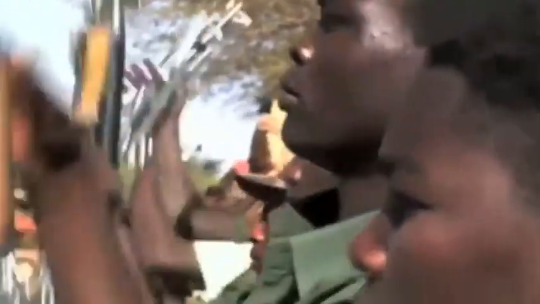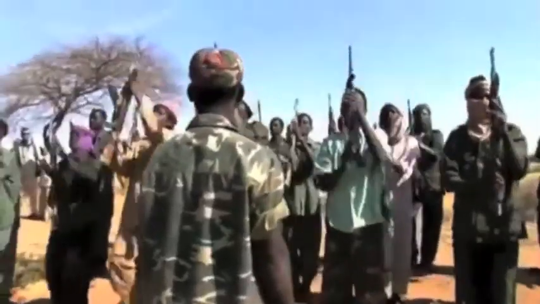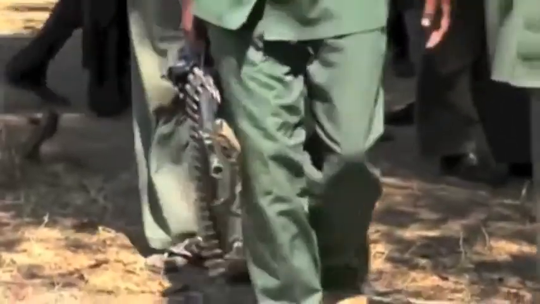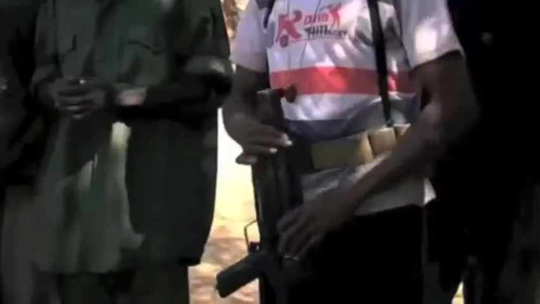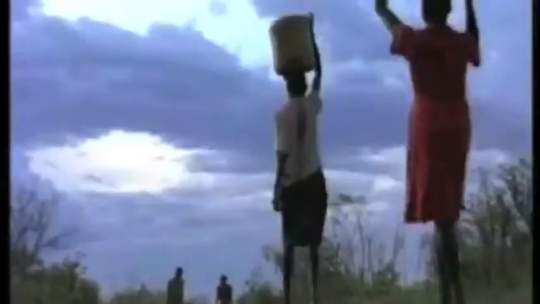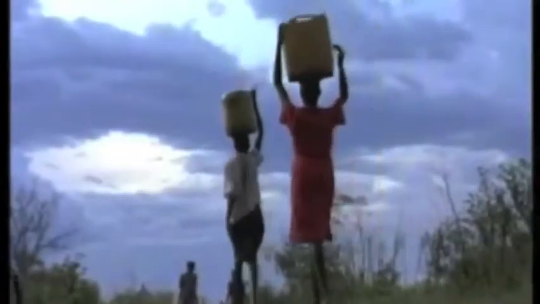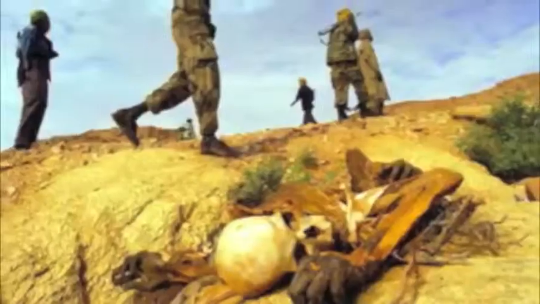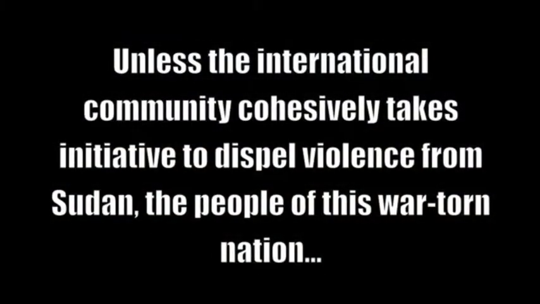In Darfur alone, 400,000 people have been killed since 2003. A UN investigation estimated in 2008 that a third of the entire Darfuri population, 4 million people, have been forced from their homes and displaced. It has been 2 years since the government and rebel fighters signed a treaty in Sudan, yet the people of this war-torn province have yet to find safety. The truth is, unless the international community cohesively takes initiative to dispel violence from Sudan, the people of this war-torn nation will never find peace.